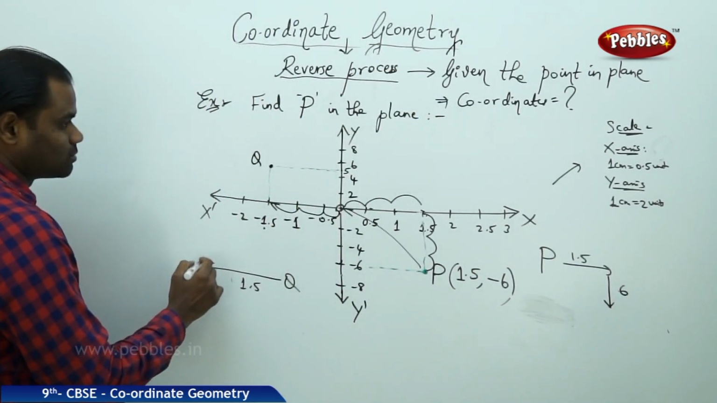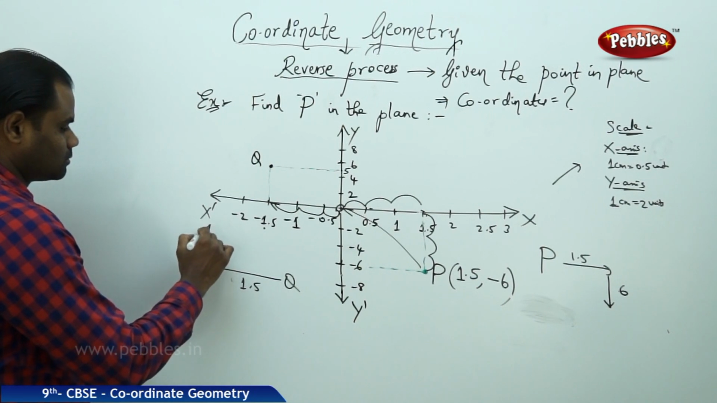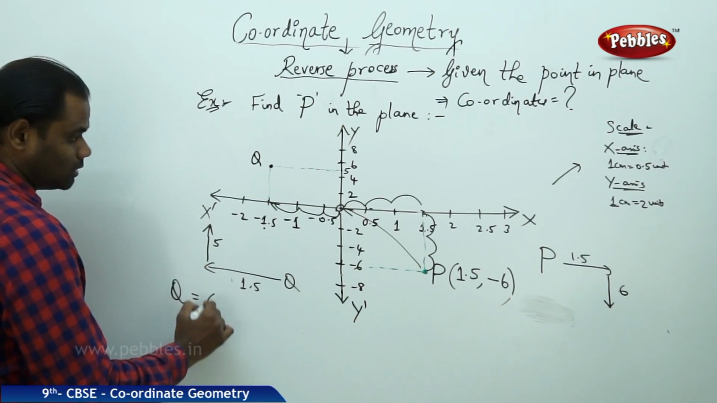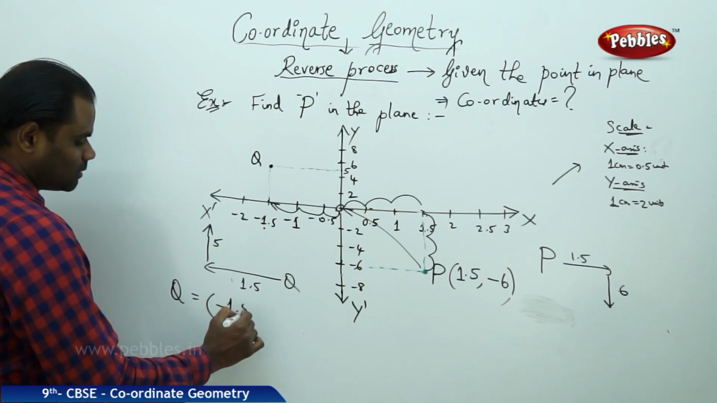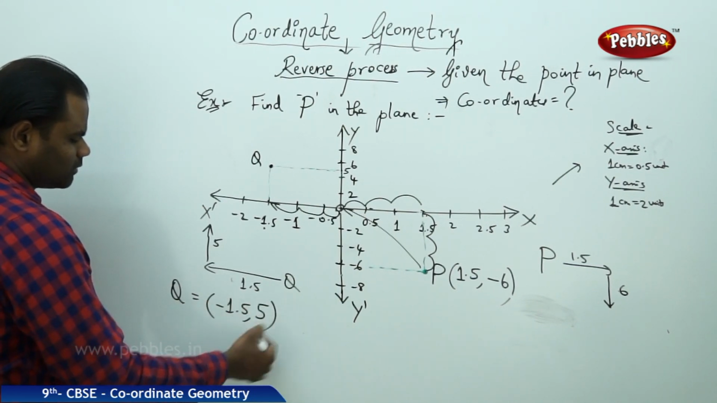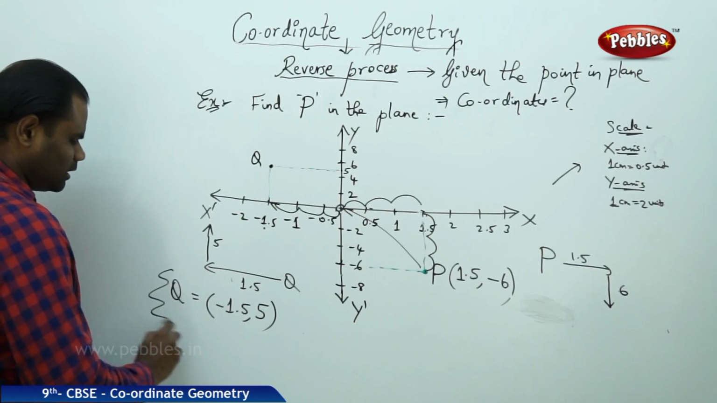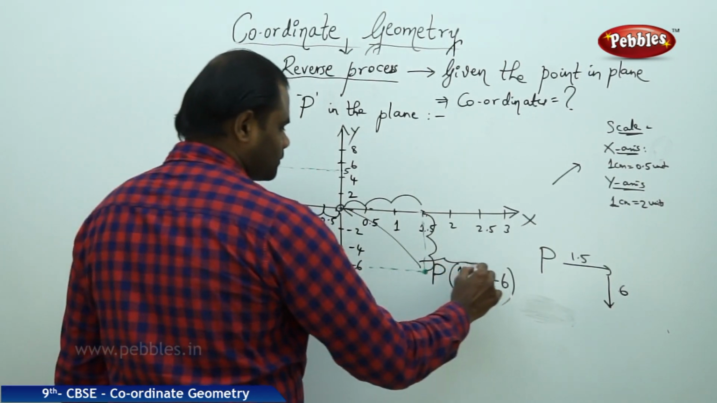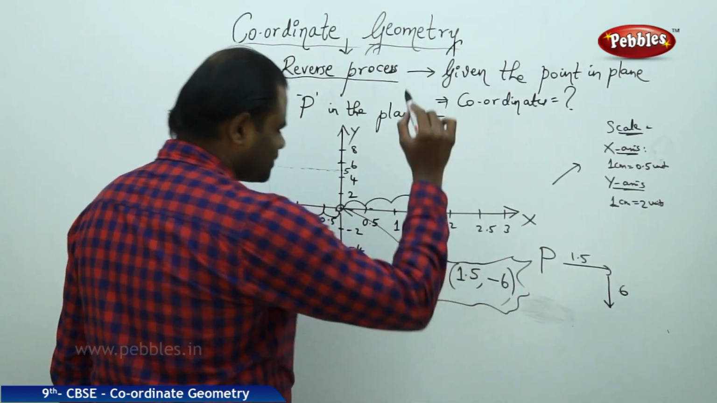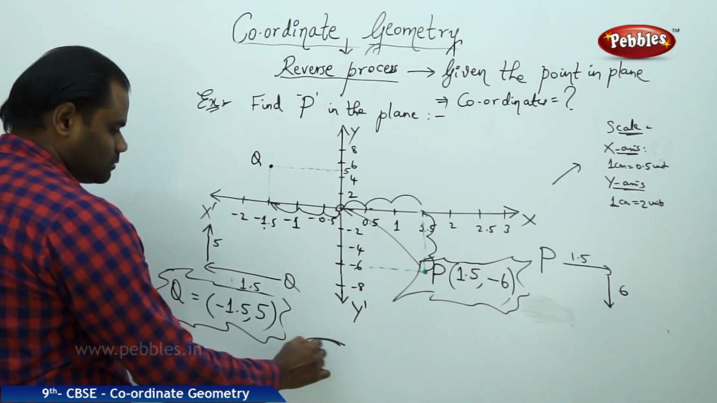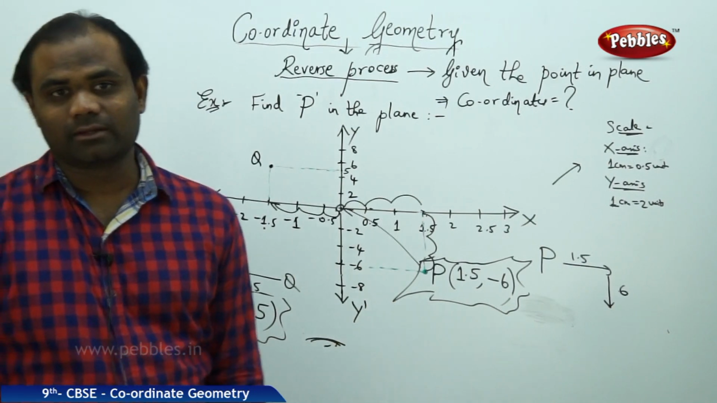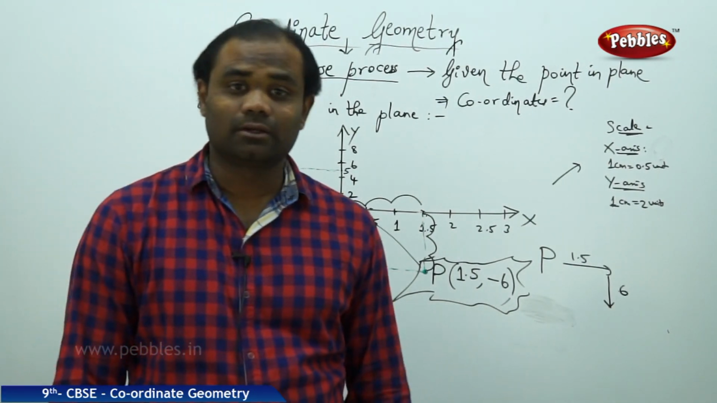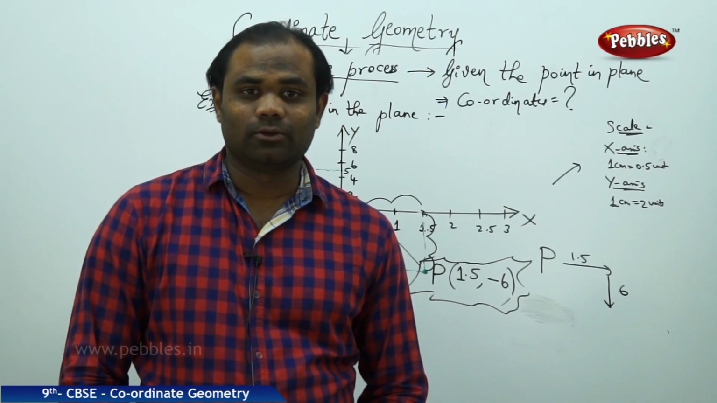Therefore, my coordinates of Q are negative 1.5 and 5. This is how I locate the coordinates of Q and P. P is 1.5, minus 6, and Q is minus 1.5, 5.